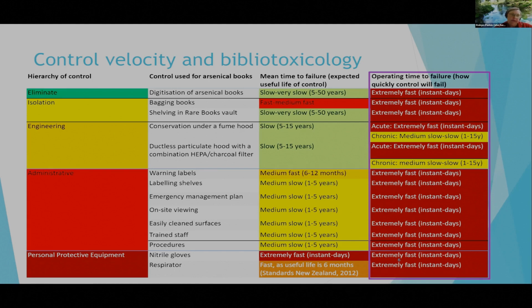This is because the controls in place rely on the actions of people to remember to shelve the books in the right areas, bag the books, use the fume cupboards for conservation, and so on. So a person has to do something and recall their training on how to do it. Procedures and training always have an instantaneous mean time to fail.